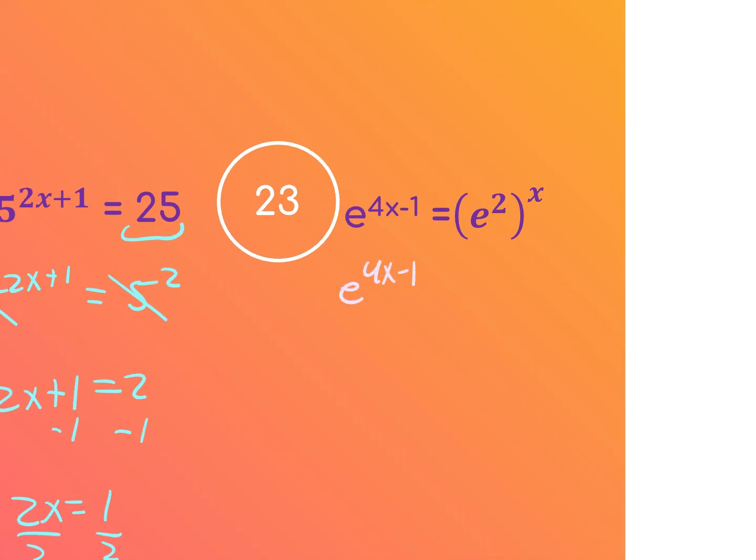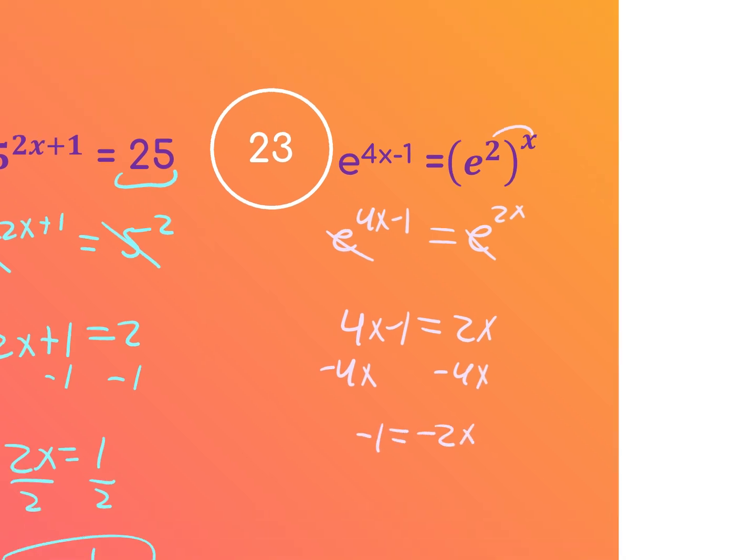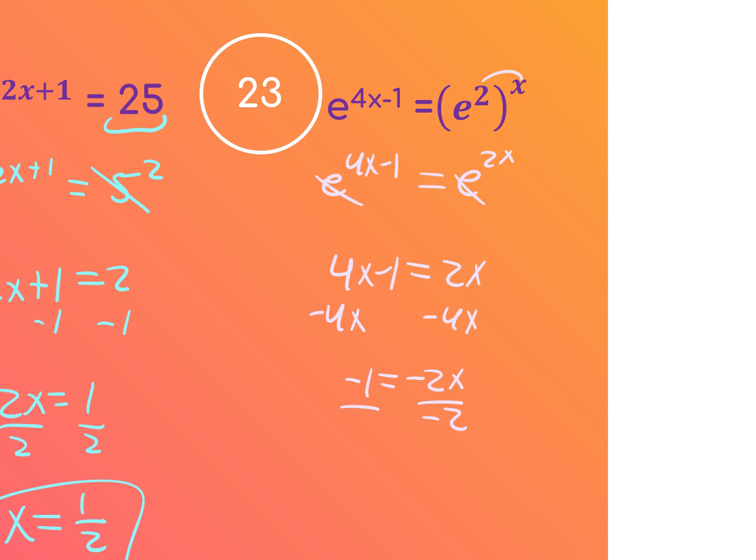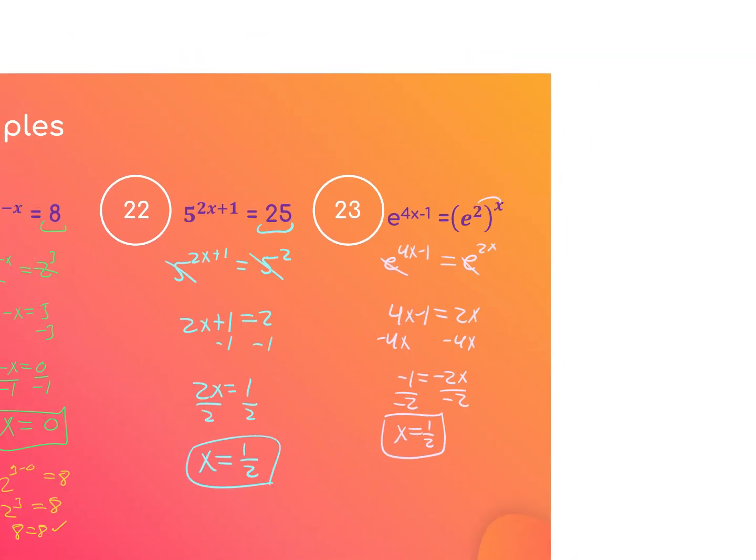But e to the 2 to the x, power to a power you multiply. So we get this equals e to the 2x. Cancel out your bases, and you get 4x minus 1 equals 2x. We can subtract 4x on both sides, and we get negative 1 equals negative 2x. Divide by negative 2, and we get x is 1/2. So again, e, just treat it like any other number. If it's the same base, just cancel it out, solve whatever's left over.